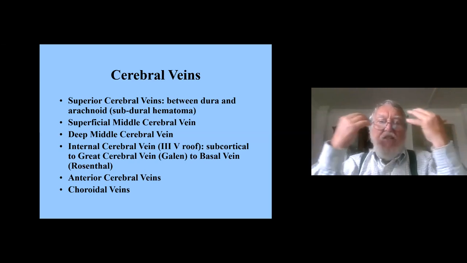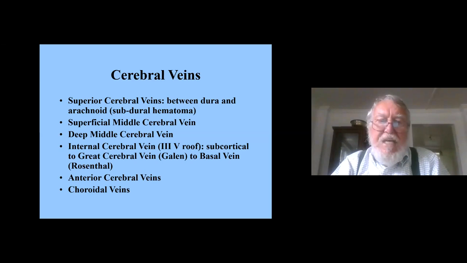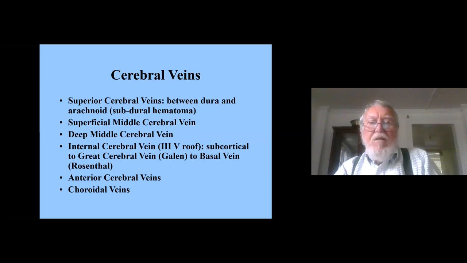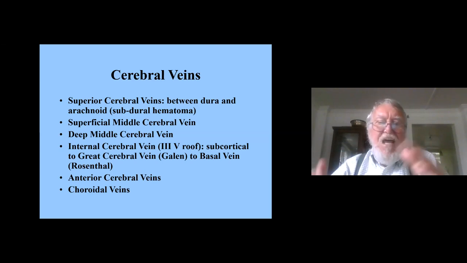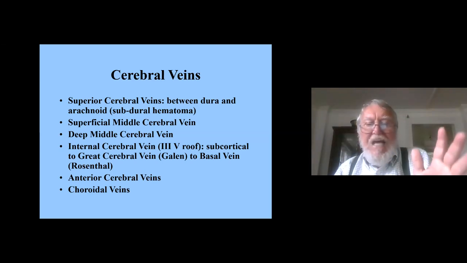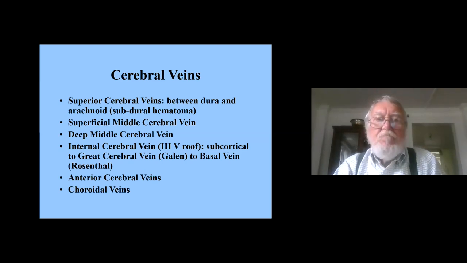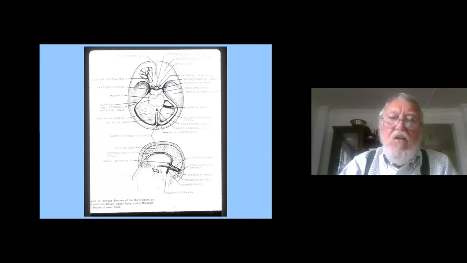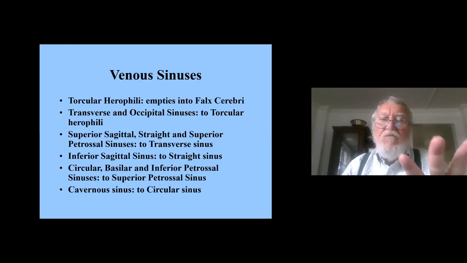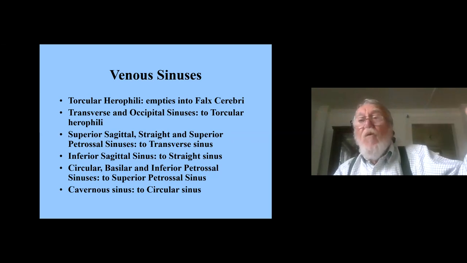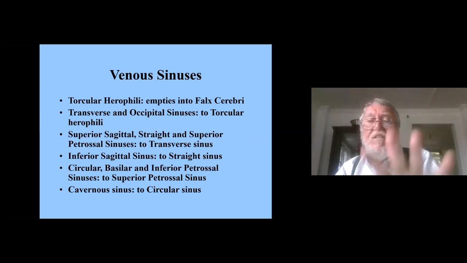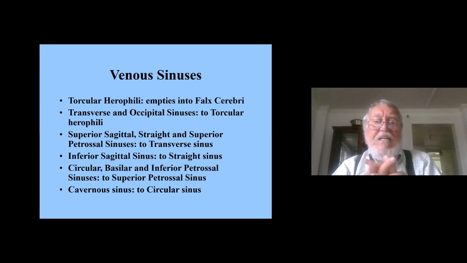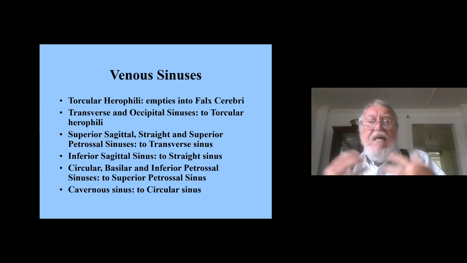Then we have the superficial middle cerebral vein, the deep middle cerebral vein, the internal cerebral vein, the subcortical veins, and all of these drain into sinuses, going downward and downward and downward until we get to the jugular vein. And here are the final venous sinuses that, when we were looking before at the base of the skull with the ventricular system, here are the venous sinuses, the torcular herophili that empties into the cerebri, and all of these empty.